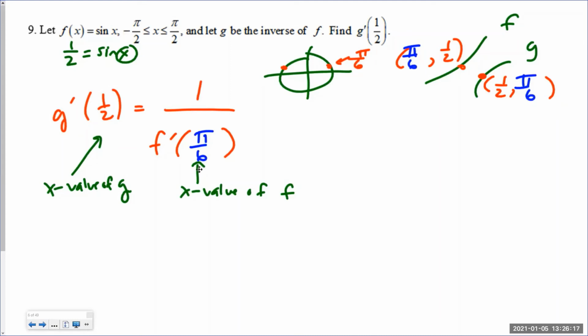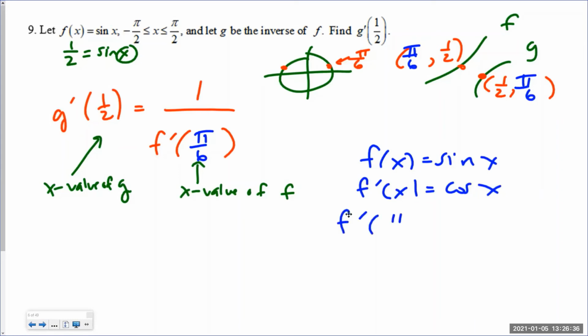All right, let's go ahead and figure out what f prime of pi over 6 is. I know what f is. F is sine x. How do I get f prime? What's the derivative of sine x, guys? Cosine x, all right? But I don't want f prime of x. I want f prime of what? Not 1/2. Oh, well, yeah, kind of. Oh, well, pi over 6, right? Yeah, cosine of pi over 6.